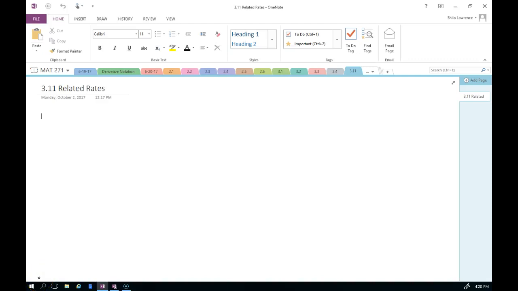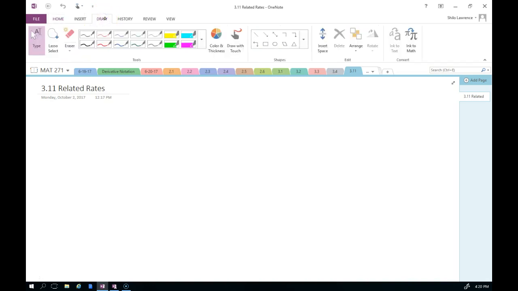In section 3.11, we are going to discuss related rates. And what this means is that when we have an equation where one value is dependent upon other values, that means that their rates of change are also going to be related. So think of any formulas where one value is dependent upon another, like area formulas or perimeter formulas.